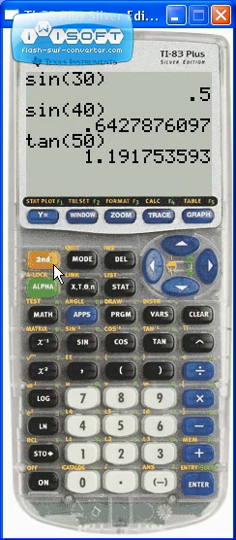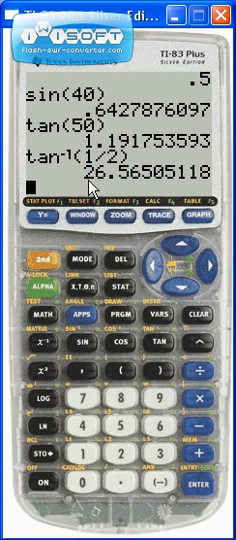Alright, so if I want to do inverse tangent of 1/2, what this says is I want to know the angle that gives me a tangent of 1/2. So I go ahead and hit enter. Alright, and there it is, 26.56 degrees. So these sometimes come out nice, sometimes not, a lot of times not.